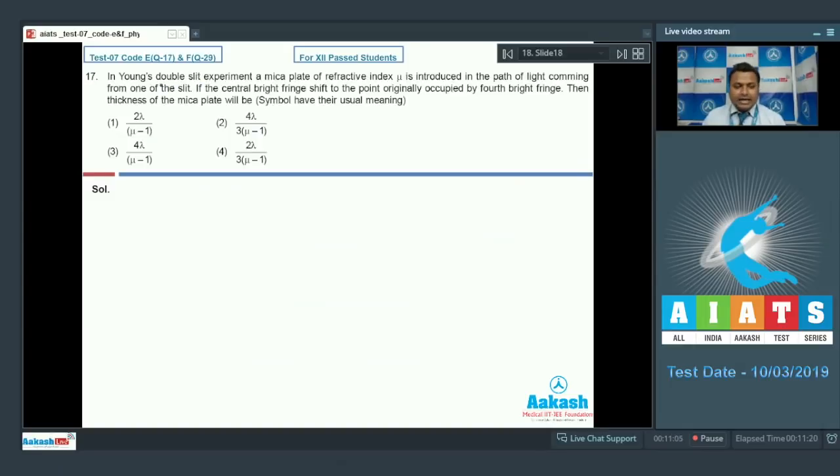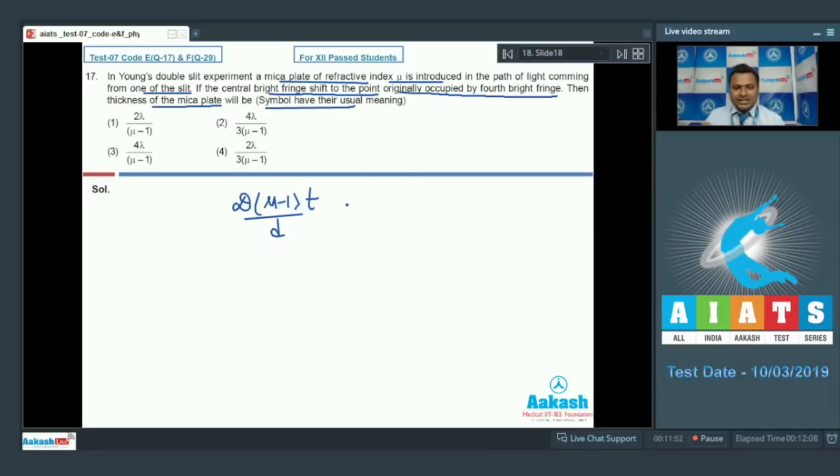So here is question number 17. In Young's double slit experiment, a mica plate of refractive index mu is introduced in the path of light coming from one of the slits. If the central bright fringe shifts to the point originally occupied by the fourth bright fringe, then the thickness of mica plate will be what? Now we know very well when a mica plate of thickness T and refractive index mu is introduced in the path of one of the sources of light, then fringe shift occurs, and this fringe shift is given by the expression D times mu minus 1 T by small d.